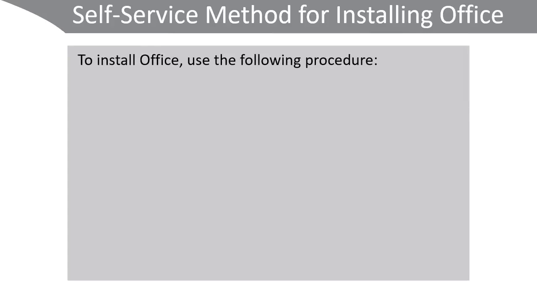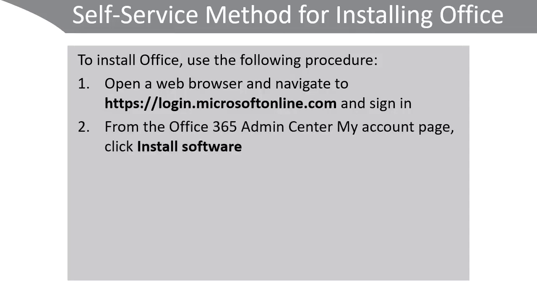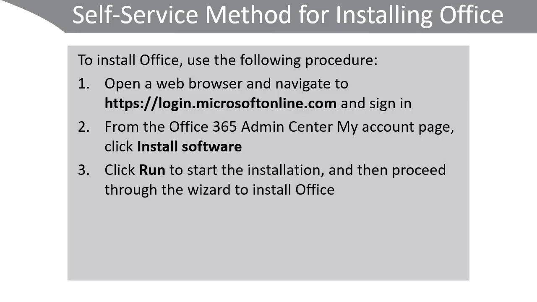To install Office in this way, use the following procedure. Open a web browser and navigate to login.microsoftonline.com and sign in. From the Office 365 Admin Center My Account page, click Install Software. Click Run to start the installation and then proceed through the wizard to install Office. When you're prompted, click All Done.